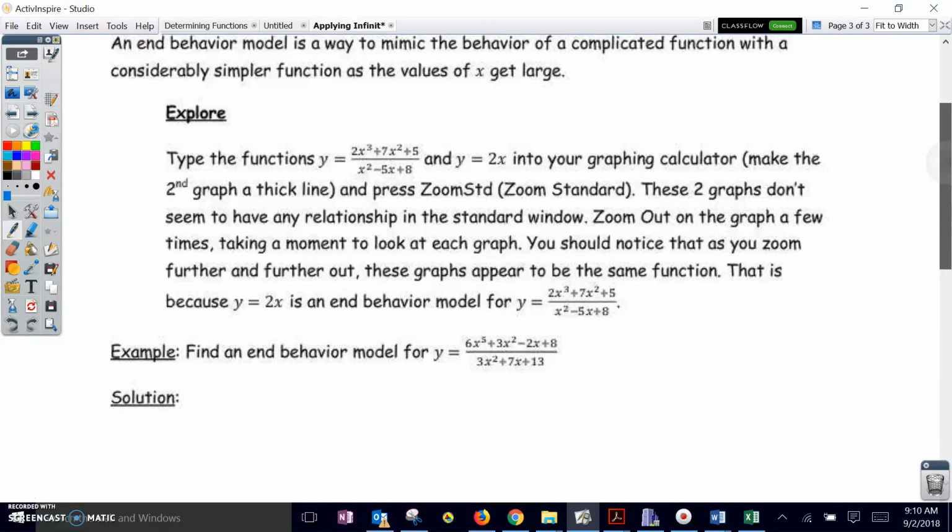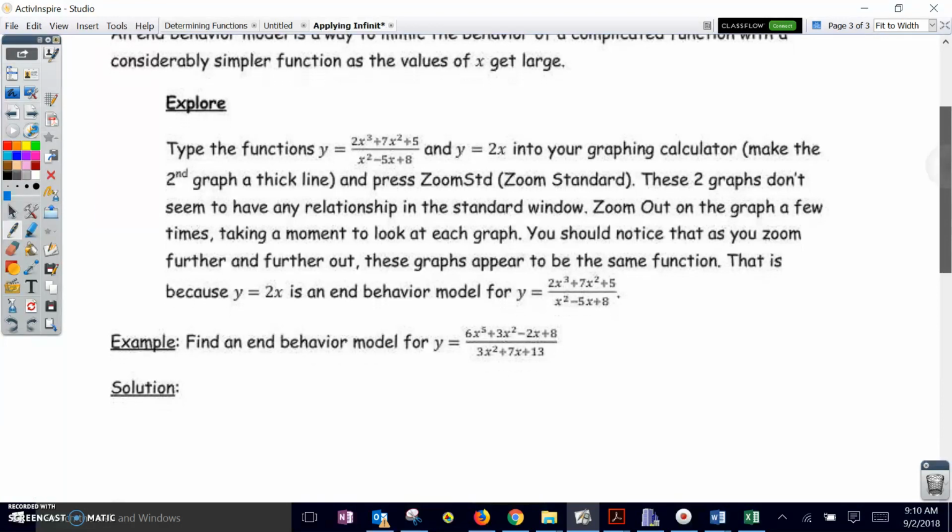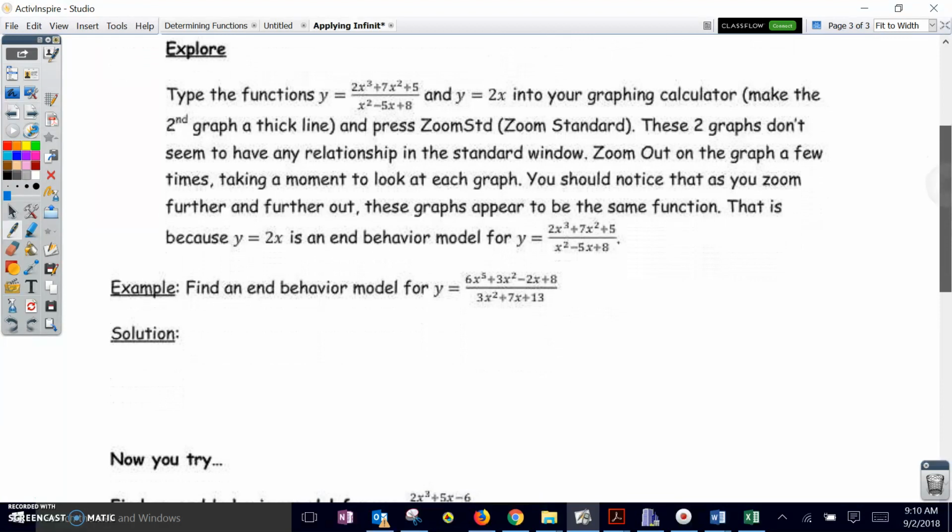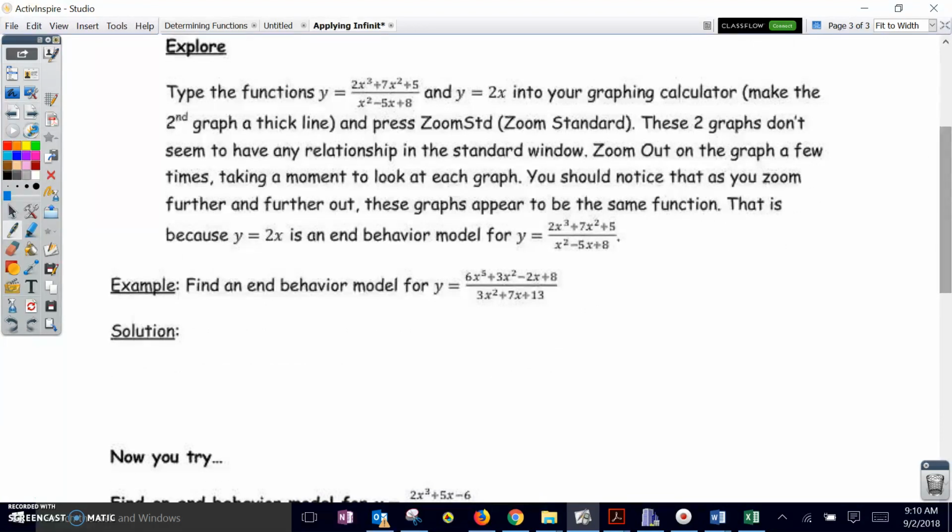Okay. Now, in order to find an end behavior model, the easiest way to do it with a rational function is realize that as x goes to infinity, the only part of each of these, the numerator and denominator, that have any sway on the end behavior are the biggest powers of x that appear in those. Because I always explain this as, think about it.